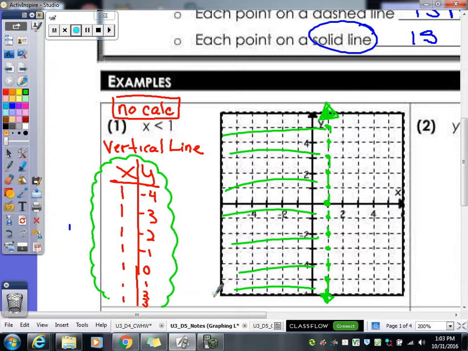Now, another thing that they're really picky about on the Regents is where you label the line. So you are labeling on this side of the line because that's the area where it's less than 1. If you do it on the blank side, the other side, they will mark it off. Okay? So x equals a number is a vertical line. Some teachers teach it, well, you can't put it in the calculator, and if you can't put it in the calculator, then it's a vertical line. Some teachers teach it that way.